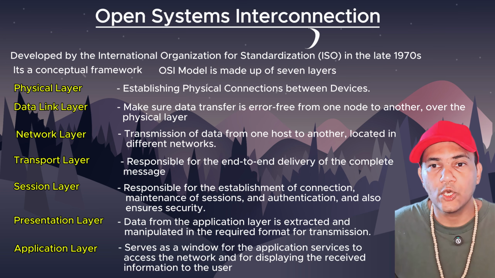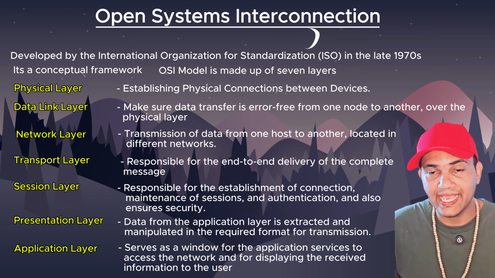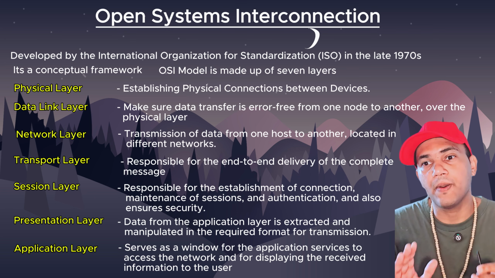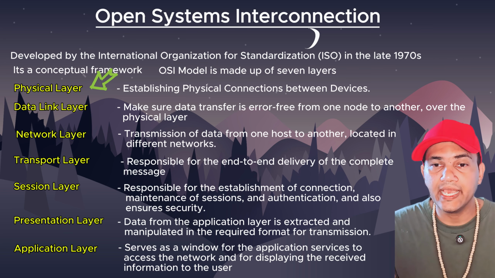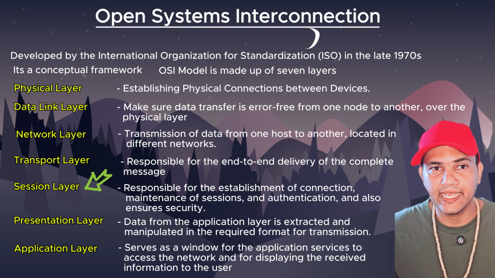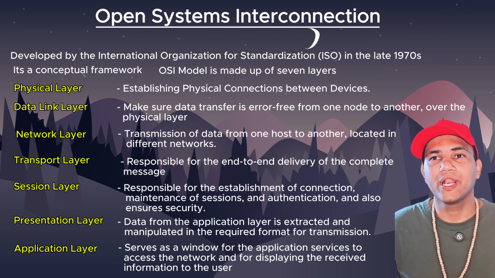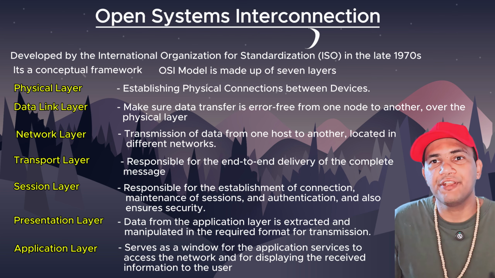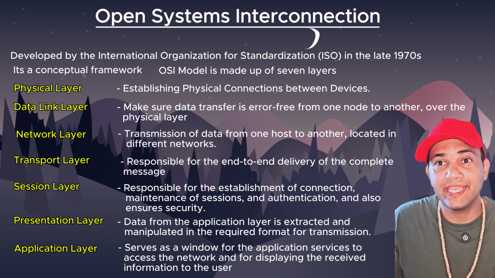So in summary, the OSI reference model breaks down into several layers. Each layer is responsible for a specific part of network communication. It starts from the physical layer, data link layer, network layer, transport layer, session layer, presentation layer, and application layer. Understanding the OSI reference model helps us to see how different network components, protocols, and devices communicate with each other.